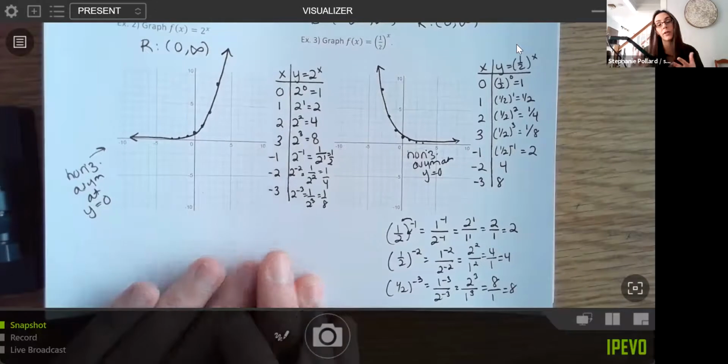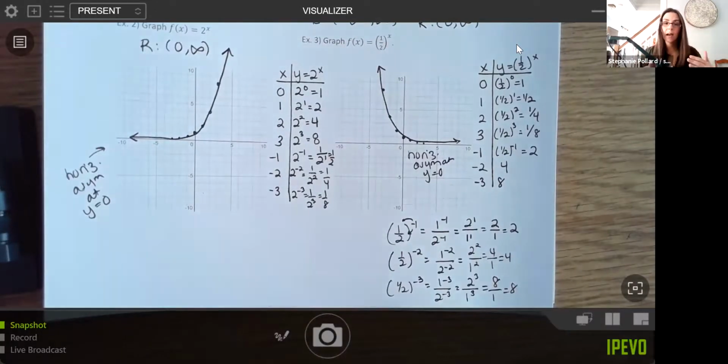Of course, we can apply transformations. So you can shift these up and down or reflect them as well, stretch them, compress them, etc. But you're going to have this same basic shape in all cases here.